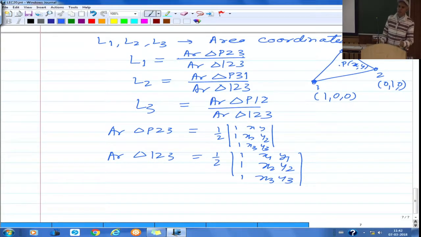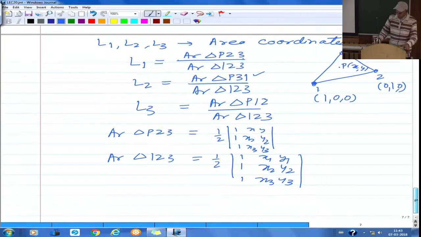So similarly you can write for the other L2 and L3 also, whatever areas are involved, 1, 2, 3 of course there. Similarly you can write the area P31. You have to just maintain the sequence of points in anti-clockwise sense, otherwise you will have mistakes in sign. So this is about the interpolation.